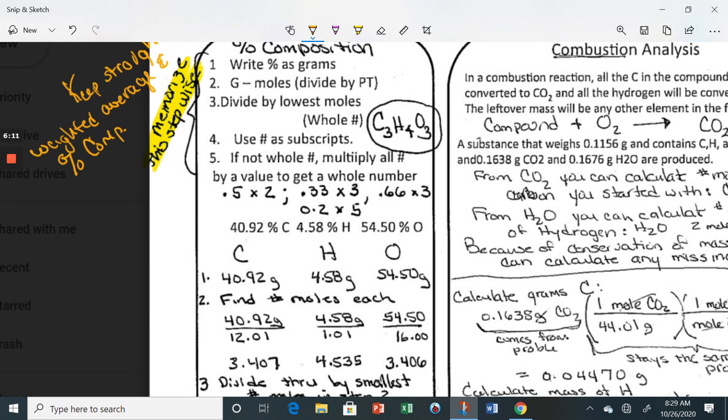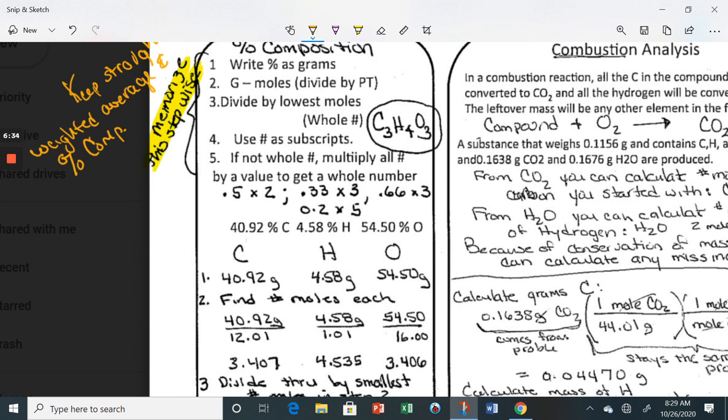AP no longer has you do actual true combustion analysis. But you need to know why it's valid and how you can manipulate data. And I don't mean manipulate it to make it fraudulent. I mean how to just calculate stuff with it. So let's go first through the percent composition.